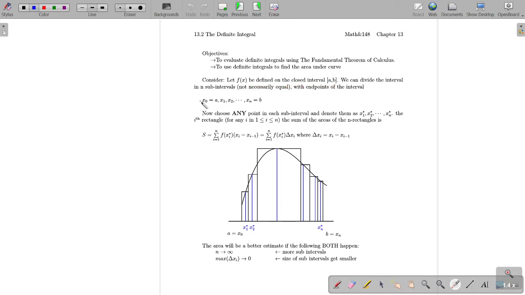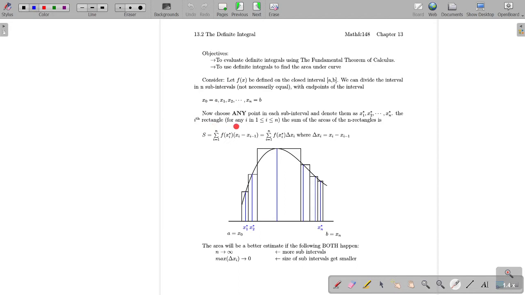We can divide that interval into n subintervals, not necessarily equal, with n points in the interval. So x sub naught, i.e. the very initial one, is a. Then I have x1, x2, up to xn, which is the same thing as b. Now choose any point in each subinterval and denote it as x1 star, x2 star, up to xn star.